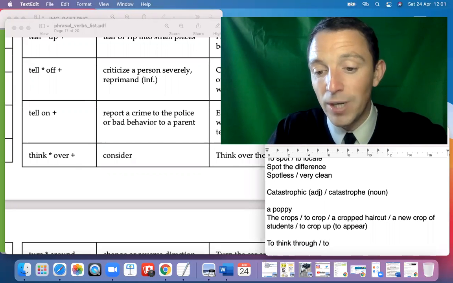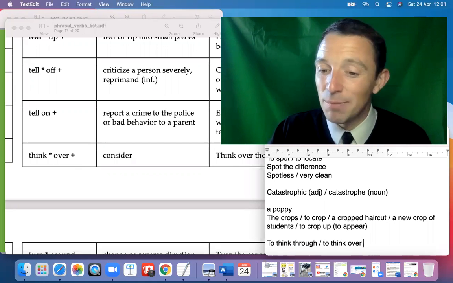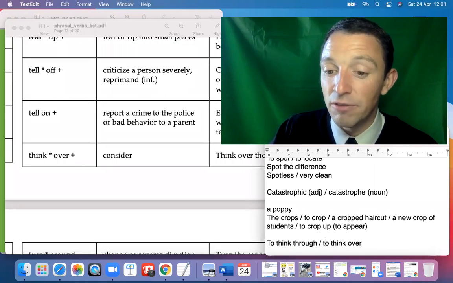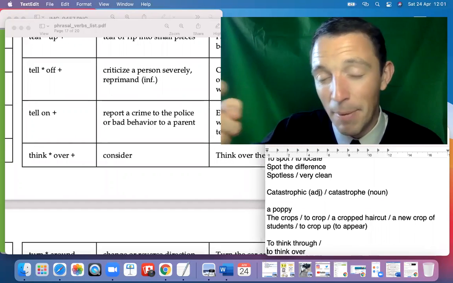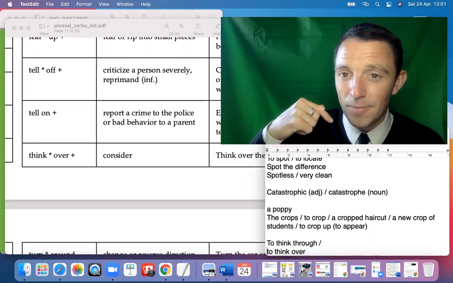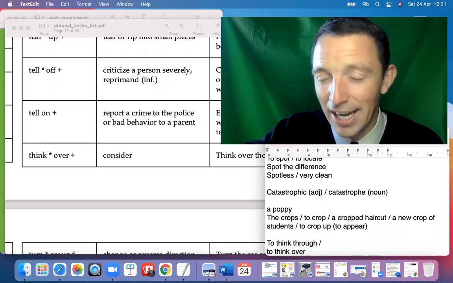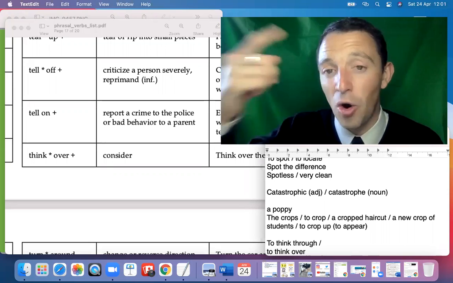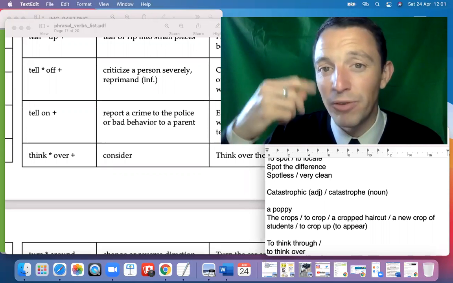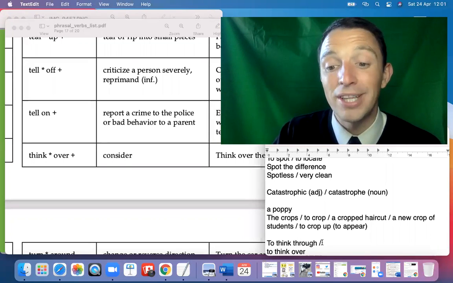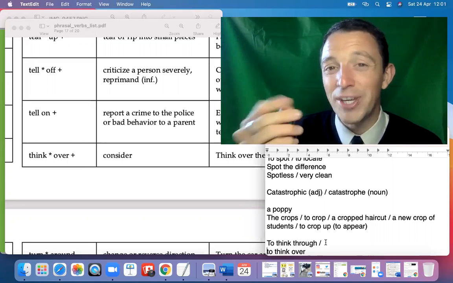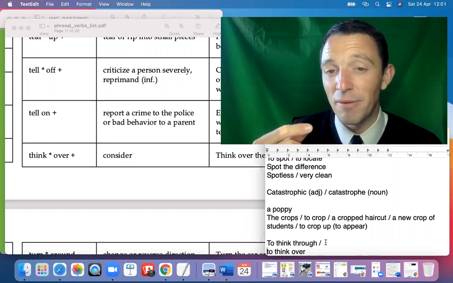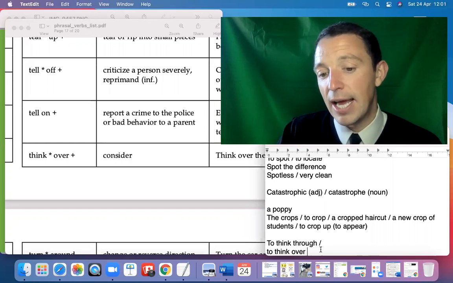The same, we can say to think over, and that's more reflection. Okay, so if you think something over, that's reflection because you think about everything and then you return about everything and you consider again and again. So to think something over is to review. Okay, but to think something through is maybe just from the start to the finish. So you can see the difference is very, very important for the preposition.